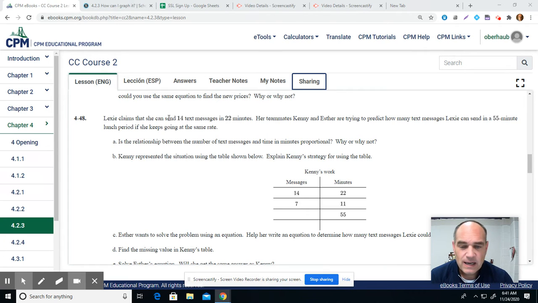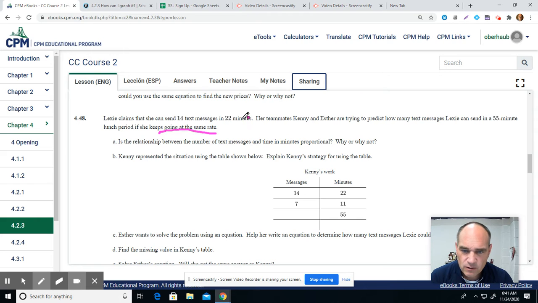Why or why not? I'm going to say yes because of this piece of the information. It says she keeps going at the same rate. So yes, it's going to be proportional. Kenny represents the situation using the table below. Explain Kenny's strategy for using the table.